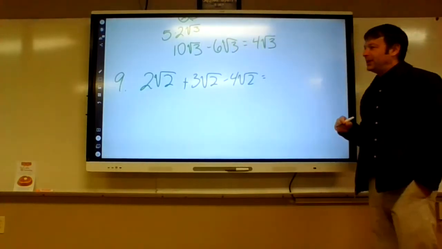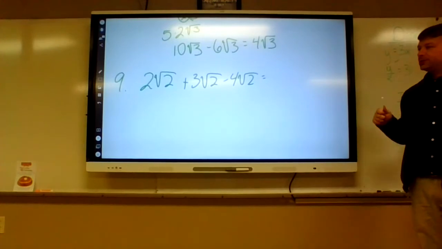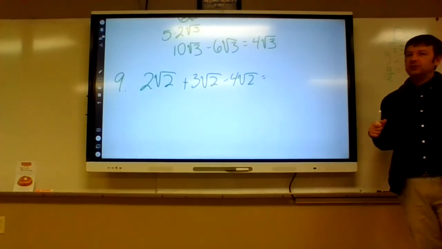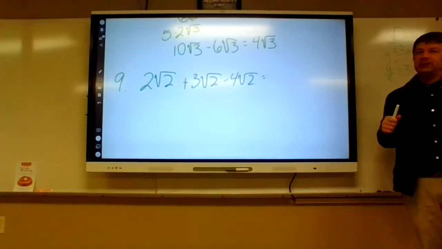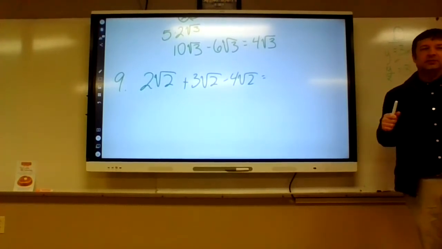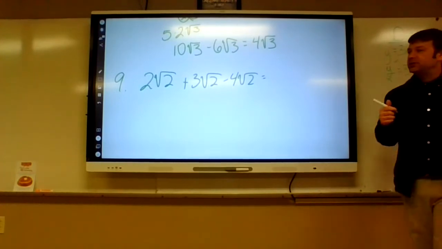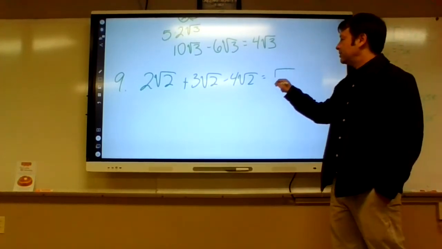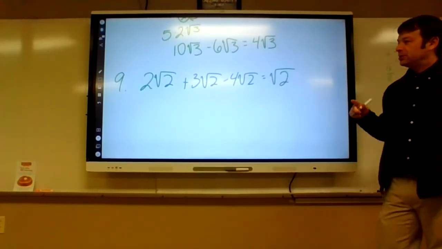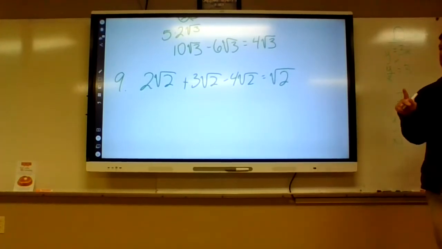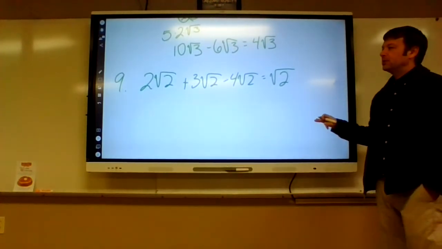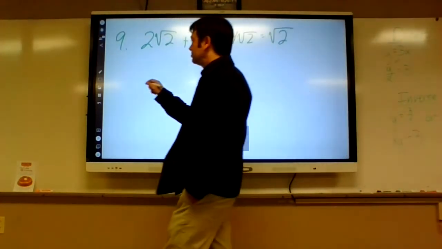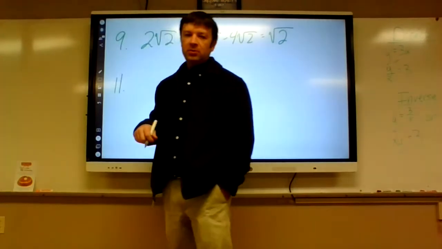So these are all like terms. So what's 2 plus 3 minus 4? 1. So what am I going to put for my answer? Just square root of 2. I thought you said 2 square root of 2. 2 plus 3 minus 4 is just 1. 1 square root of 2 is just a square root of 2.